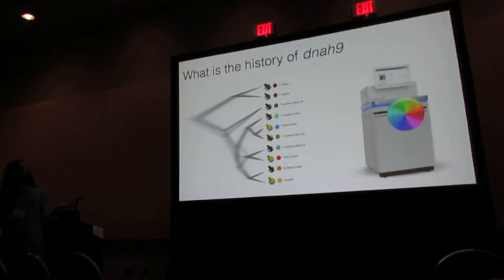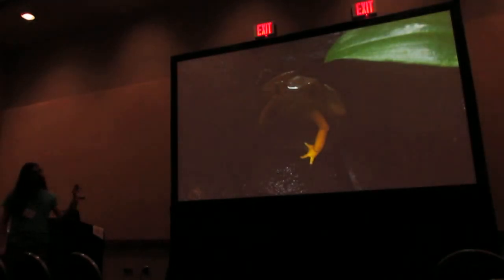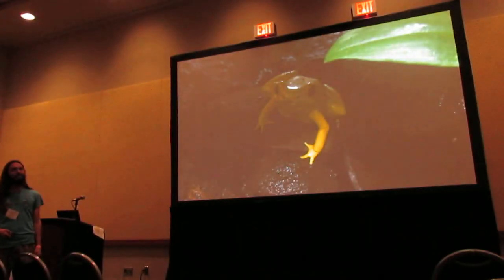And I really wanted to show you something about the history of this dynein, but sadly that's in the sequencer right now. So for now, I can tell you that color pattern variation in these frogs is all over the phylogeny, but the phylogeny matches geography. There is a lot of gene flow, which is definitely doing something, but we're not too clear what, and that there is a dynein associated with that. So we know a little. We're starting to find out what's going on with these guys.